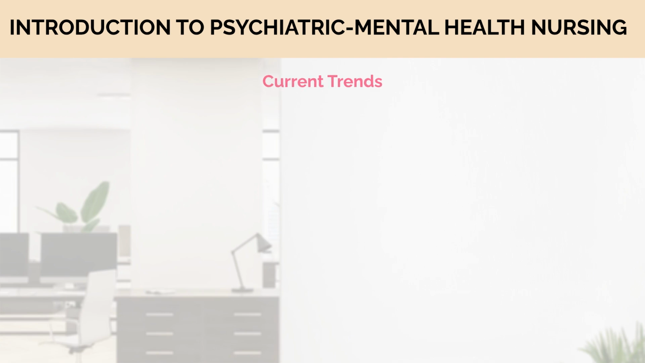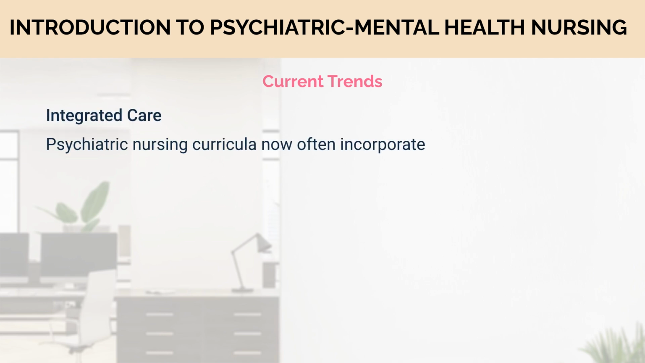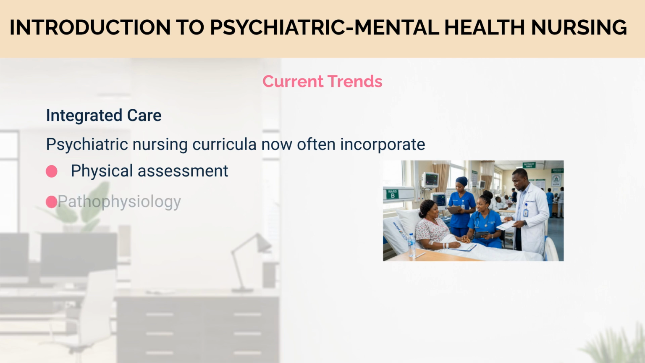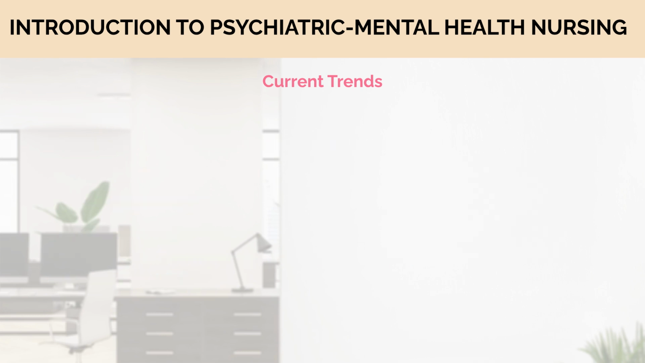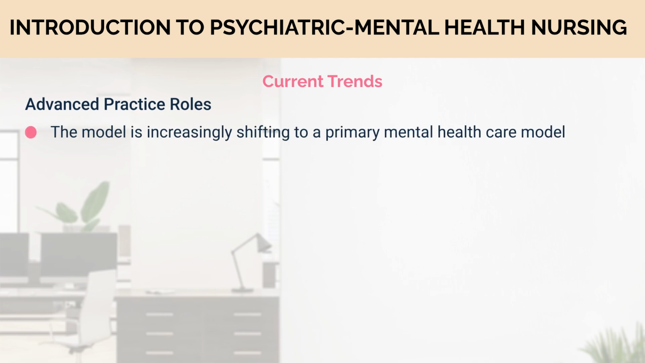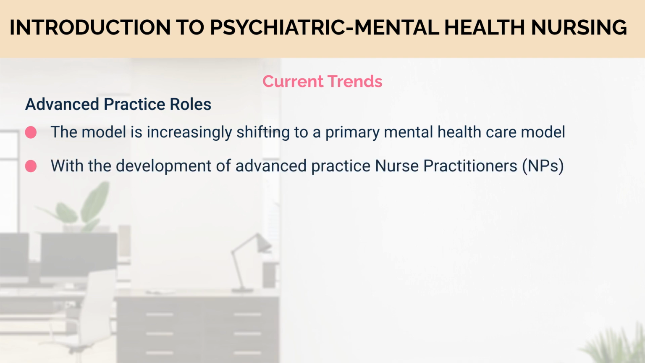Exploring the current trends, we have A. Integrated care. Psychiatric nursing curricula now often incorporate physical assessment, pathophysiology, and pharmacology, reflecting a holistic approach to mental and physical health. Next, B. Advanced practice roles. The model is increasingly shifting to a primary mental health care model, with the development of advanced practice nurse practitioners, NPs.